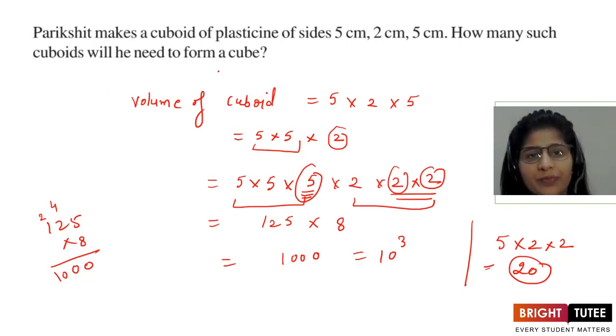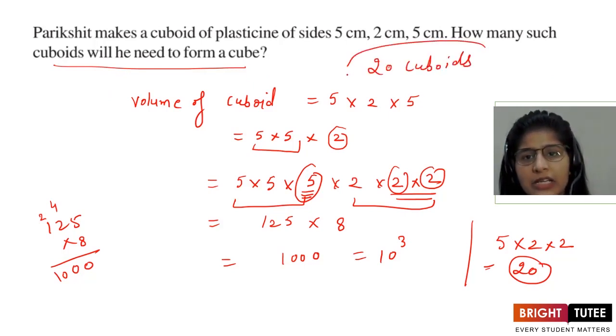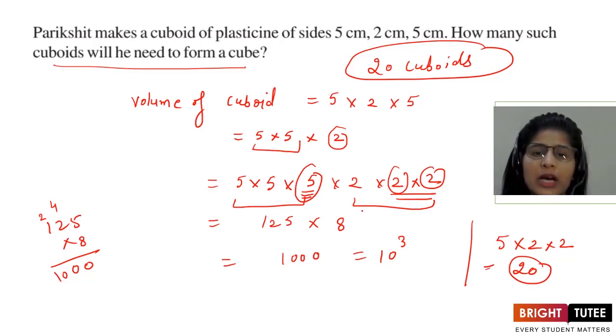That means, how many such cuboids will he need to form a cube? He needs 20 cuboids. The answer is 20 cuboids to form a cube, and it will have the dimension as 10 into 10 into 10. Length is 10, breadth is 10, and height is 10. As you know, in a cube all the dimensions are equal.